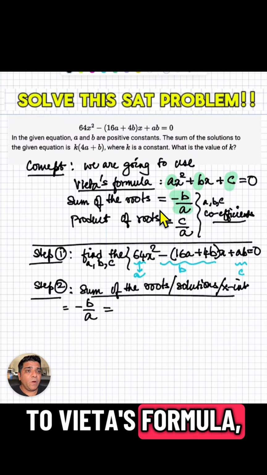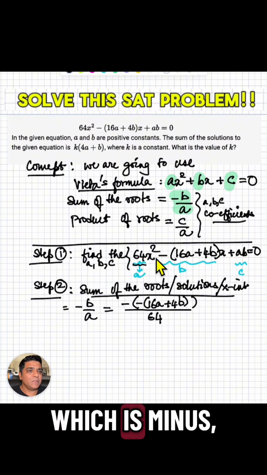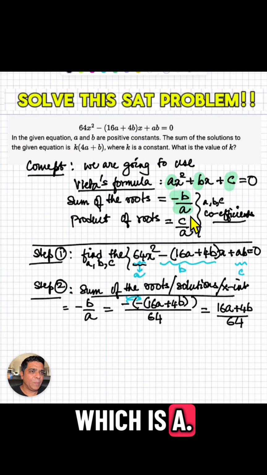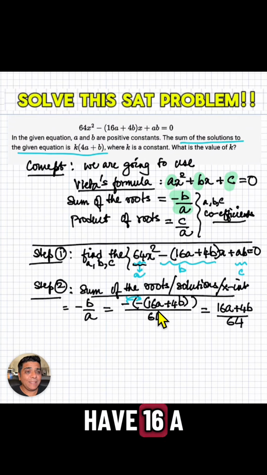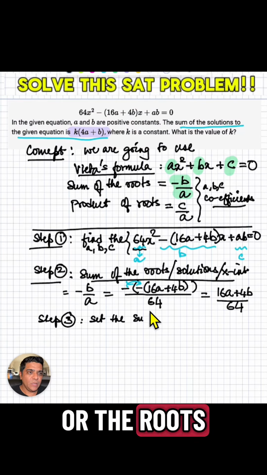And according to Vieta's formula, it's minus b by a. So what is minus b by a? Minus of b, which is minus in parentheses (16a plus 4b), divided by 64, which is a. So this negative becomes positive. So now we have (16a plus 4b) divided by 64. That is the sum of solutions or the roots that we have calculated.